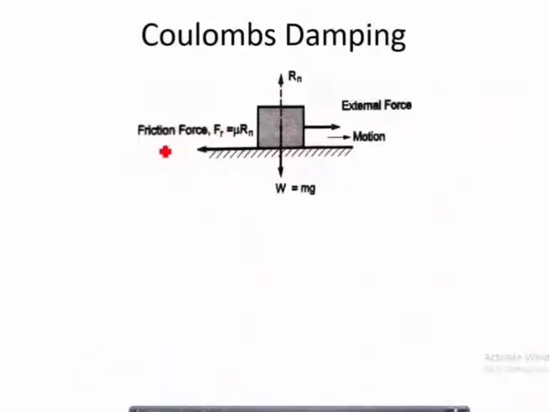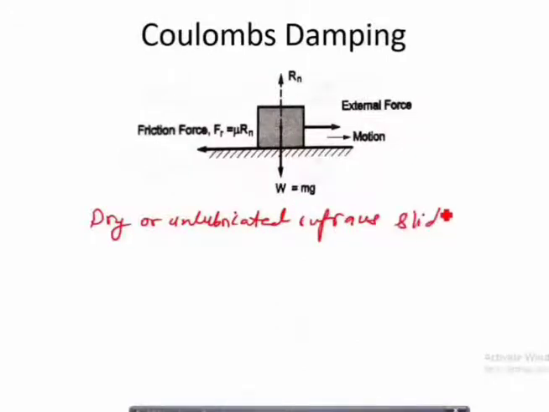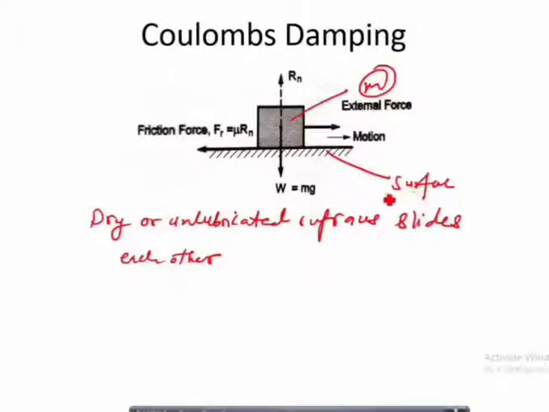Coulomb damping is the damping that occurs when two dry or unlubricated surfaces slide against each other, right? If we look at this example, this is a mass m which is sliding on this surface, and both the surfaces are unlubricated. So the corresponding damping is called Coulomb's damping. Now basically Coulomb's damping is based on Coulomb's law of dry friction. Now what is Coulomb's law of dry friction? Let us understand.